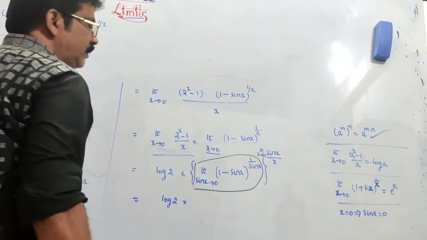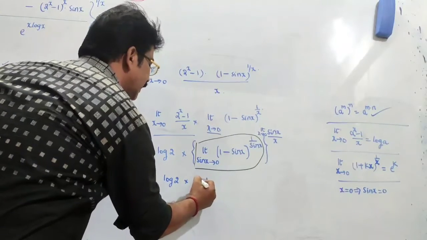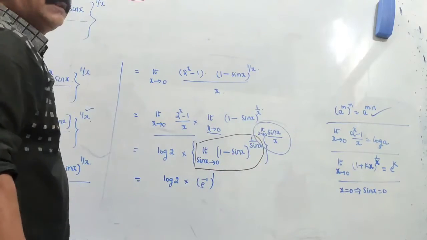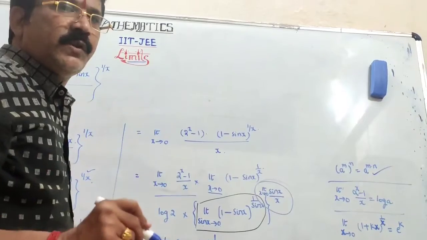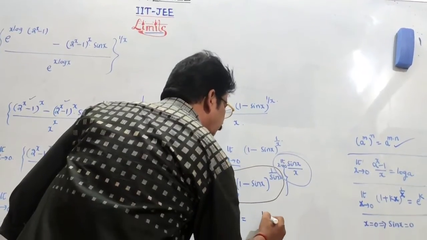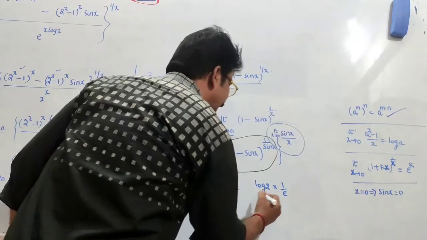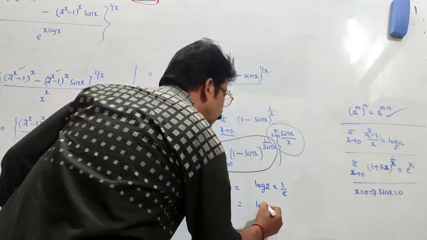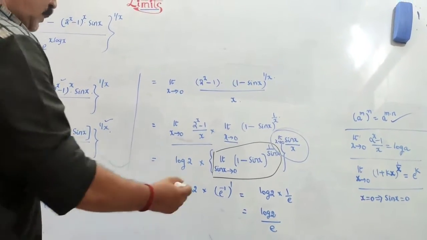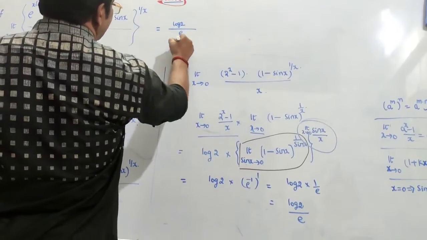So therefore it is e power minus 1. Next, what about this? This is 1 because limit theta tends to 0, sin theta by theta is equal to 1. So that is equal to log 2 into e power minus 1, which means 1 by e. So therefore the final answer is log 2 divided by e.